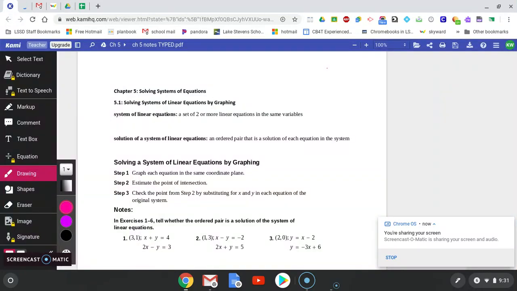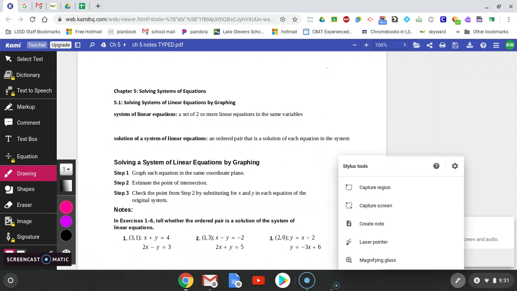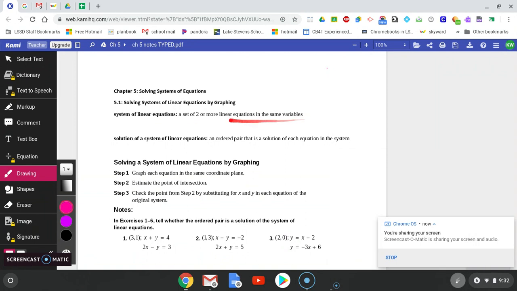Okay, we're moving on to chapter 5. So today we're covering 5.1, which is solving systems of linear equations by graphing. A system of linear equations is a set of two or more equations with the same variable. In other words, I'm giving you two equations at once, and we want to know where is it a solution for both of them at the same time. So that's what the solution is.